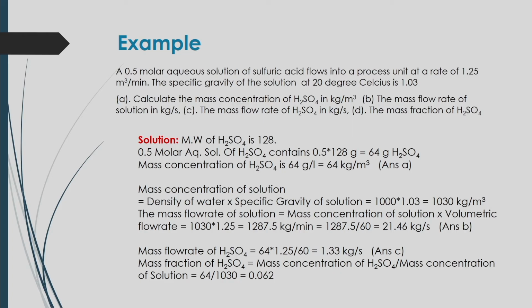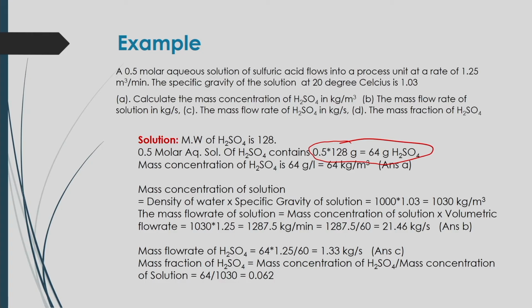Now, in this case you need to first calculate the molecular weight of sulfuric acid. It is known to you, it is 128. Whereas a 0.5 molar aqueous solution of sulfuric acid will contain what amount of sulfuric acid? This is actually 0.5 into 128 gram, because 0.5 molar means 0.5 moles of sulfuric acid in 1 liter of solution. So, 0.5 into 128 is the molecular weight, just multiply this and you will get 64 gram of sulfuric acid.